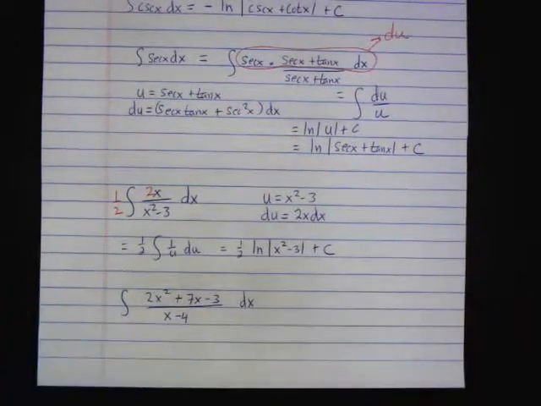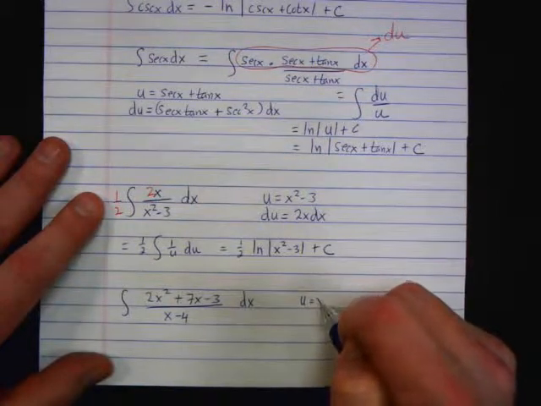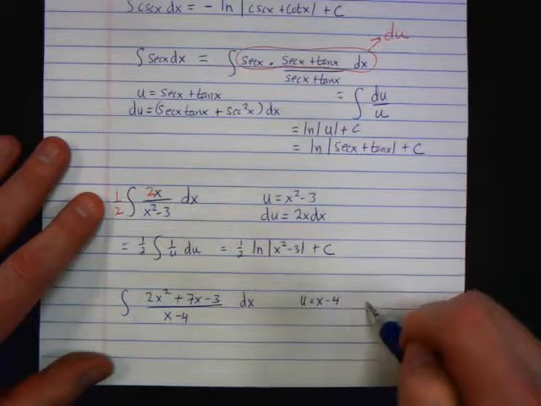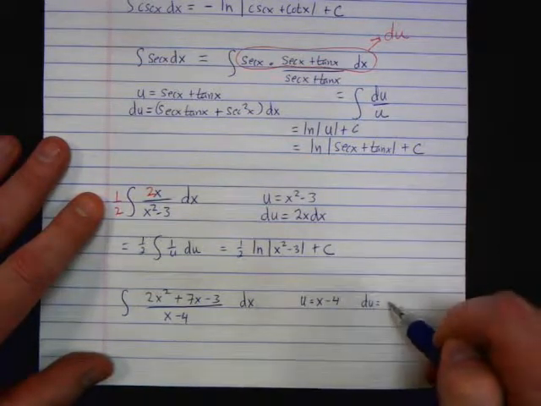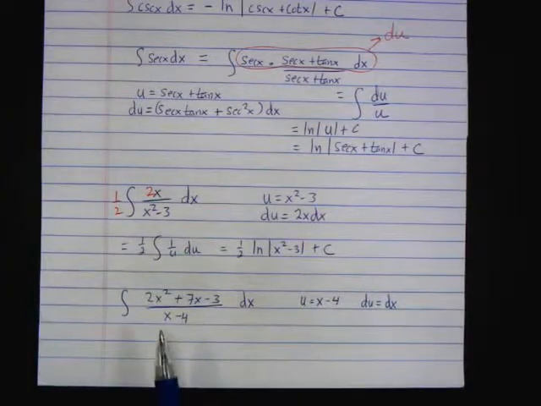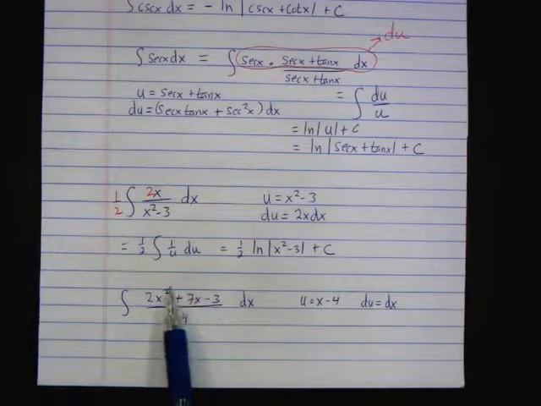Quite often you're going to let u be the bottom. I'm going to need more space. If u is x minus 4, then du is dx. So that gives me a u down here on bottom, and a du right here for this dx. What am I going to do with all this stuff on top?